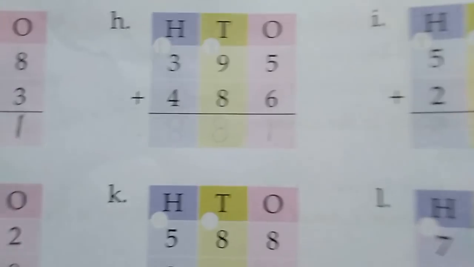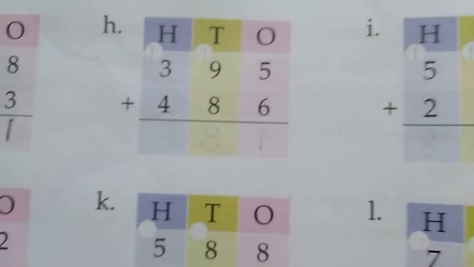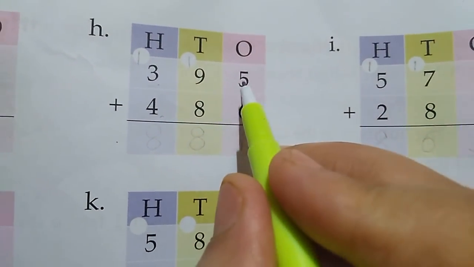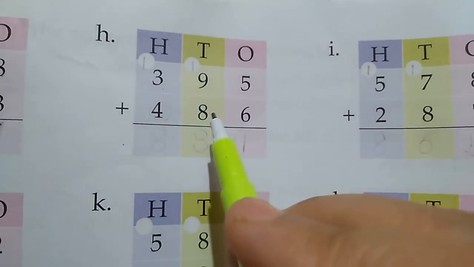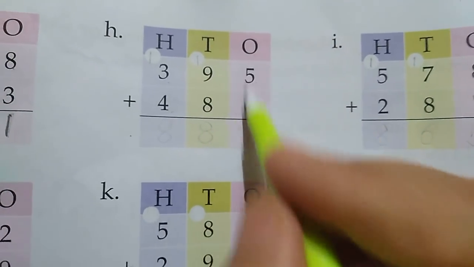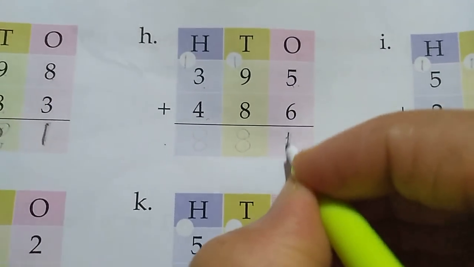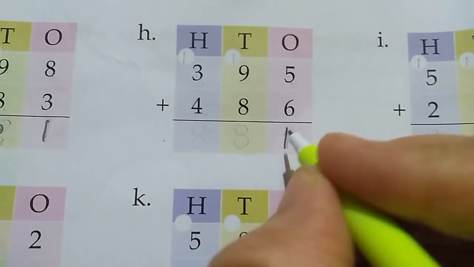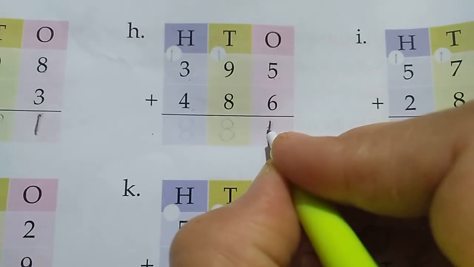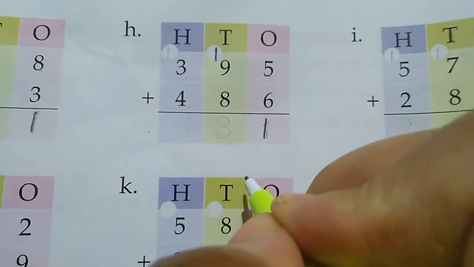395 plus 486. At ones place we have 5 and 6, tens place 9 and 8 and hundreds place 3 and 4. Okay, and we start addition from ones place. So 5 plus 6 is 11. We will write here 1. So 1 at ones place we have written here and 1 at tens place we will carry forward here.